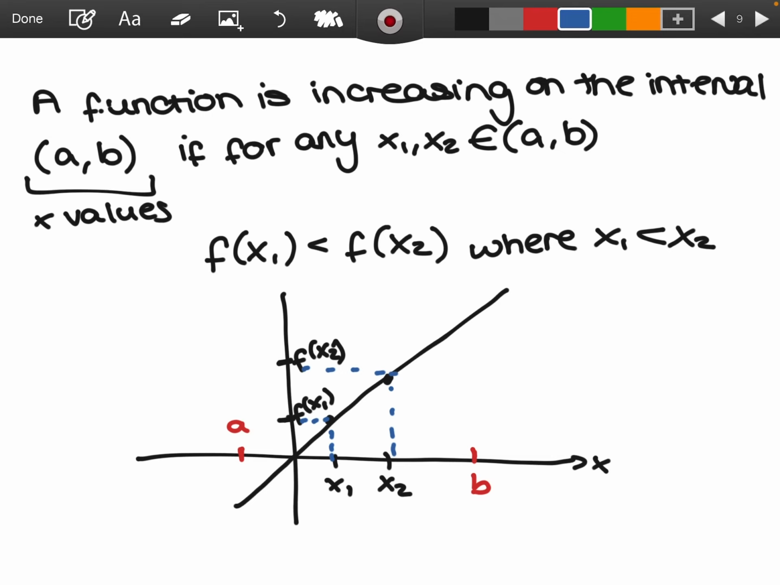That tells me that this function is increasing, which when we look at the graph, makes sense. It is increasing between A and B. It's actually increasing on a larger interval than that in this case, but we can definitely see that on this open interval AB, if I were to pick any x1 and x2, such that x1 is less than x2, then f of x1 would be less than f of x2.